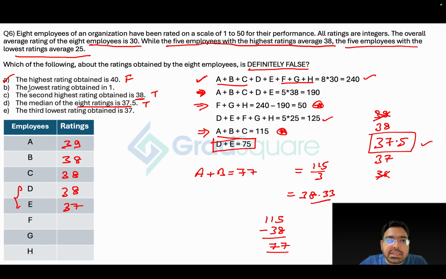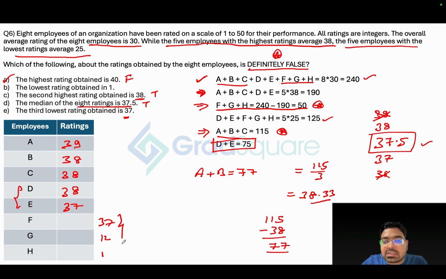Now look at option B. The lowest rating is 1 and the third lowest rating is 37. Now you can always arrange these 3 numbers in different orders and you will have multiple cases. But the question is talking about definitely false. That means that should not be possible. So if I take the third lowest at 37, is there a problem with any of these top 5? Not at all, right? If you take the lowest ranking as 1, you will get this total as 38, and the bottom 3, the total was what? 50. F plus G plus H was 50. So this will become 12.